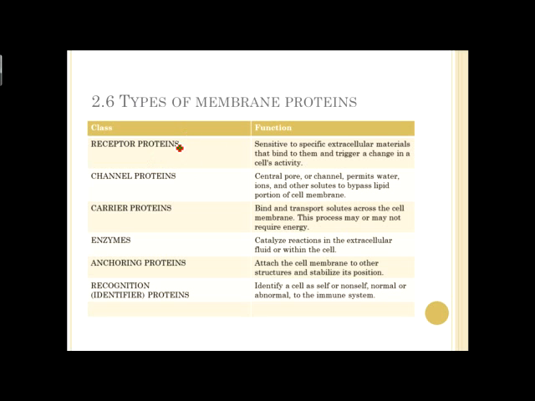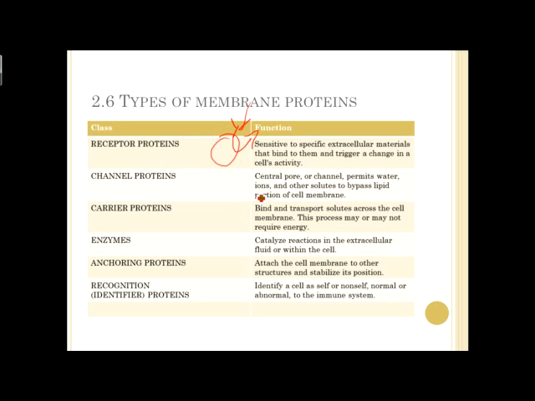As we go down through these: receptor proteins are sensitive to specific extracellular materials that bind to them and trigger a change in the cell's activity. So this guy's presenting, he gets interacted with, and now they're going to have another product come out of this, or the cell has been excited to do something.